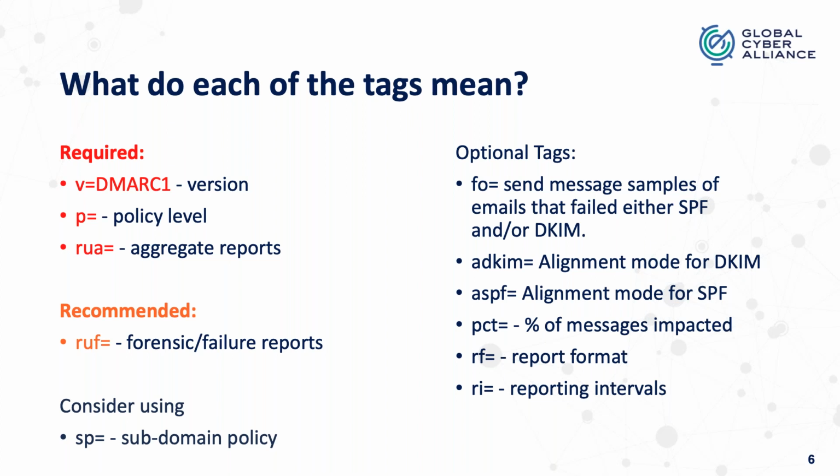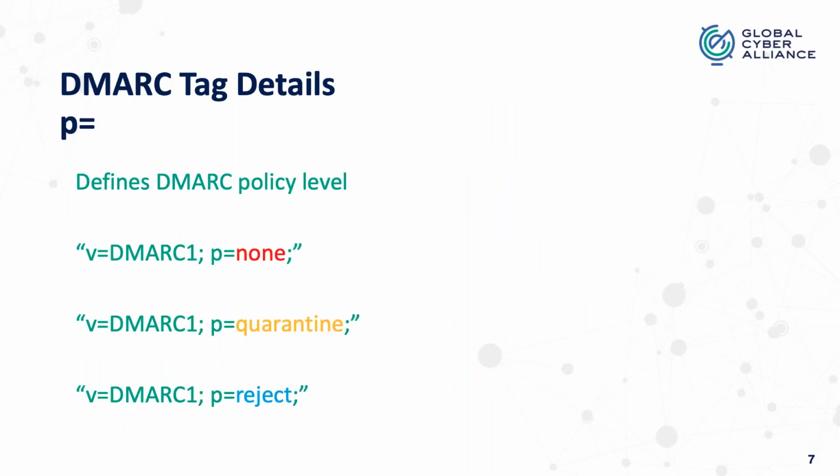All right, so the first tag is V equals DMARC1. As we go through the slides, you're going to notice that each tag is separated by a semicolon. That semicolon is also required because that's the proper syntax for the DMARC policy. The next tag after V equals DMARC1 is going to be the P tag. So you see V equals DMARC1, semicolon, P equals, and the conformance level you're going to use. So your policy level: P equals none, P equals quarantine, or P equals reject.